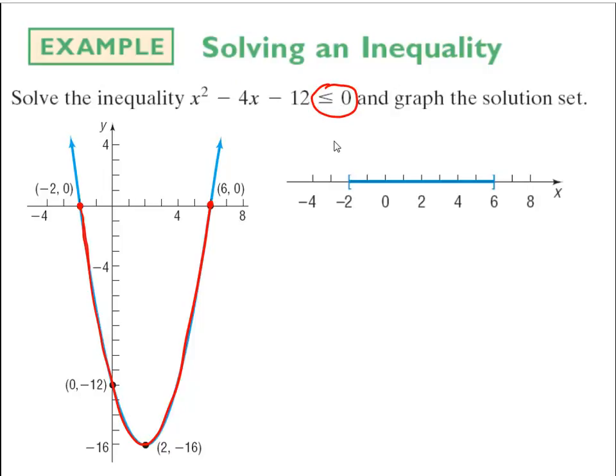For any other x I pick, and in particular I'll pick x equals 2 because I have that on my graph, I'm going to have 2 squared, which is 4, minus 4 times 2, so that's 8. So 4 minus 8 is negative 4, minus 12 is negative 16. And negative 16 is less than or equal to 0. So any x I pick in this interval will solve this inequality. So there's my solution in inequality form, and there's my solution in interval form.